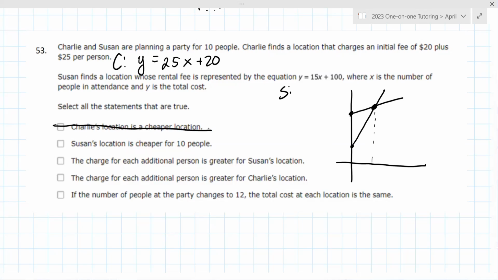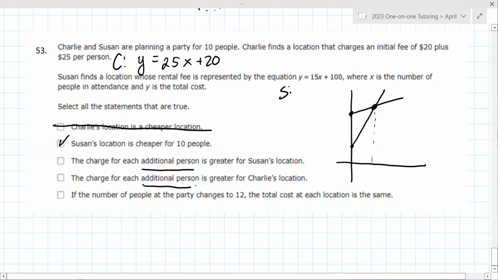Is Susan's location cheaper for 10 people? Basically, which equation is better for 10? Is it Susan or Charlie? 25 times 10 is 250, plus 20 is 270. Susan's is 15 times 10, 150, plus 100, 250. Susan. Yes. So that is true. The charge for each additional person is greater for Susan's location. The additional person, that's the slope. Basically, which has the greater slope?